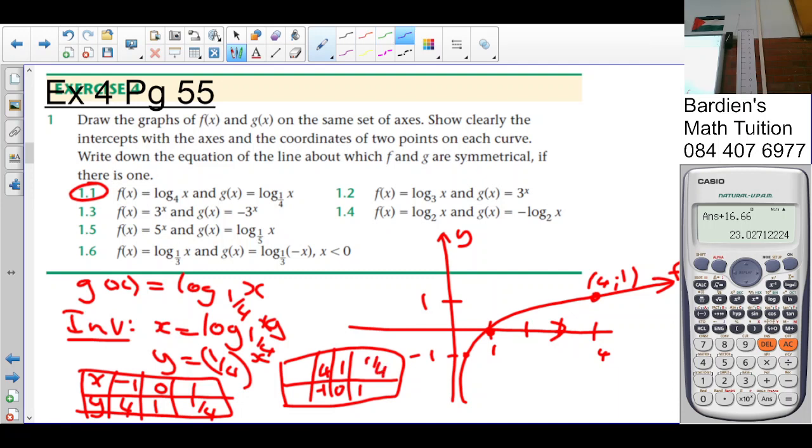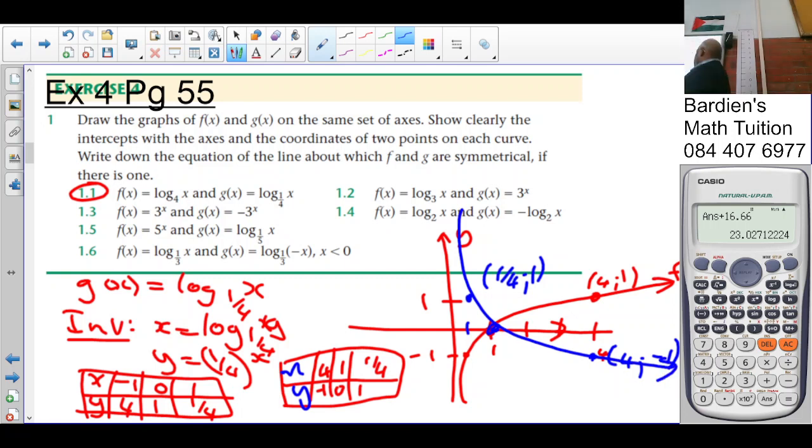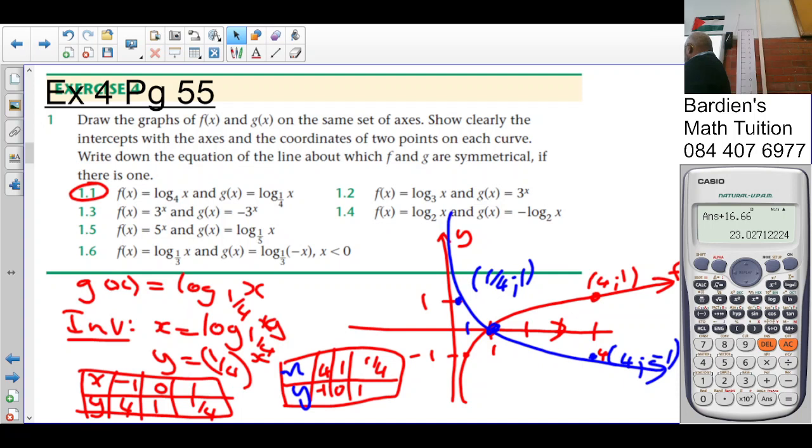So let's draw that in blue. So if x is 4, y is negative 1. So it's 4 and negative 1. 1 and 0. And a quarter and 1. So the graph comes through like it. And there we go. Okay. So what do you notice about this graph? Opposed to the f of x graph. It's actually reflected in this line here.